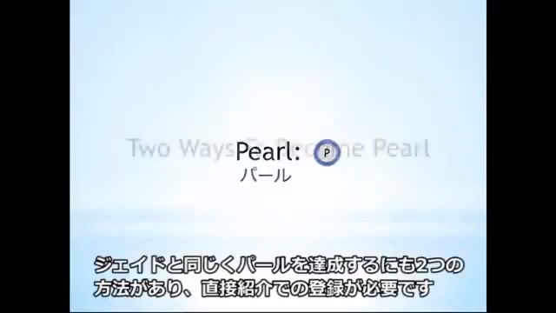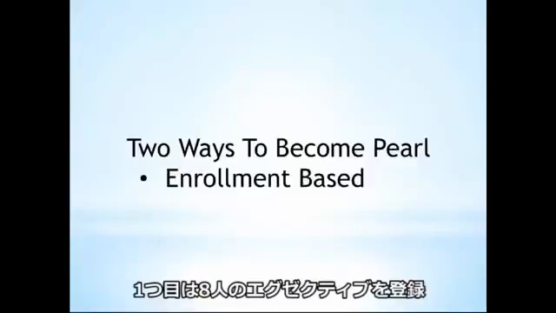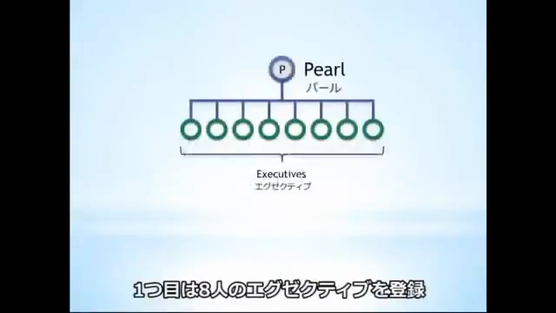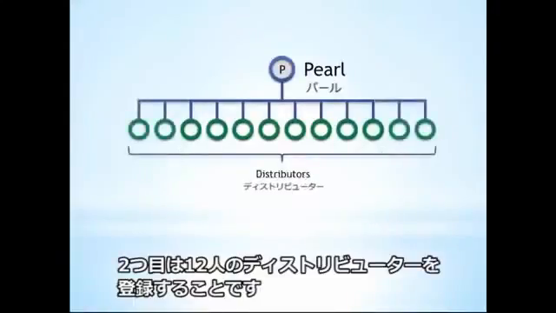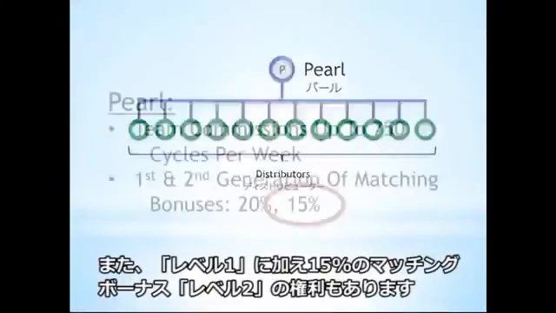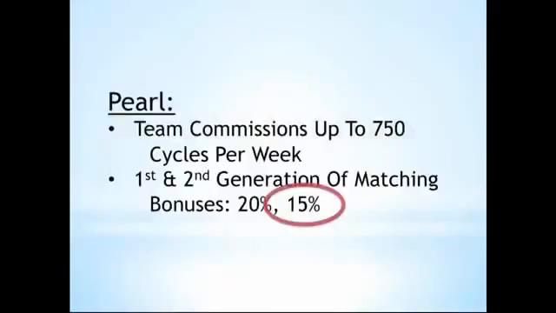Following Jade is the rank of Pearl. Like Jade, there are 2 ways to become a Pearl, and also similar to Jade, those requirements are enrollment-based. The first way to become a Pearl is by personally enrolling 8 executives, and the second is by enrolling 12 distributors. Becoming Pearl qualifies you for a second generation of matching bonuses at 15%.